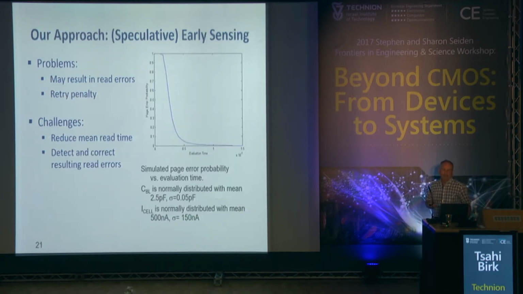So our approach is speculative early sensing. We simply wait less. The problem, of course, is that this may result in read errors, but we do not destroy the data. It's just a read error. And if we have a read error, we need to retry with a longer time. But there's still a challenge of how do we know that there's a read error?